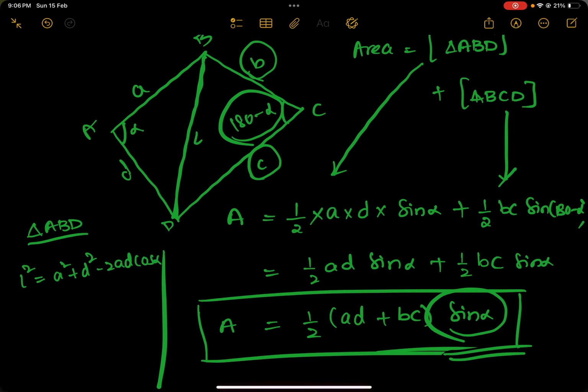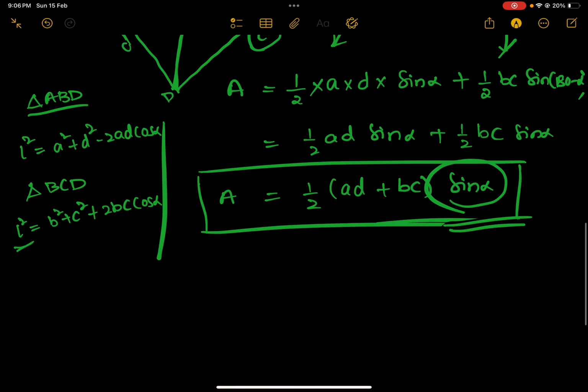And similarly, if you apply cosine rule in triangle BCD, you will get L square is equals to B square plus C square minus 2BC cos of 180 minus alpha, which is minus cos alpha. So here you will get plus cos alpha. Now this is also L square, this is also L square. So equate both of them.